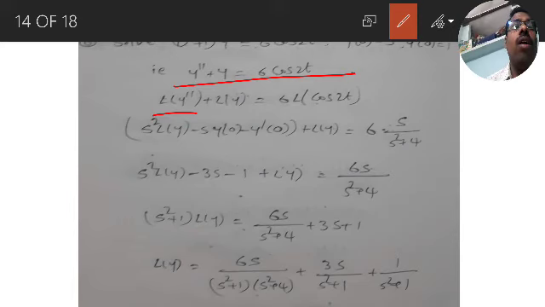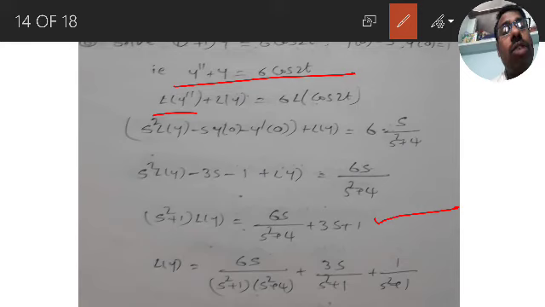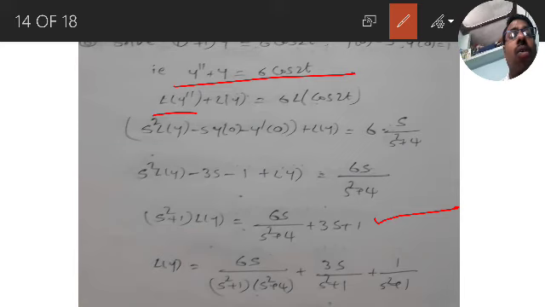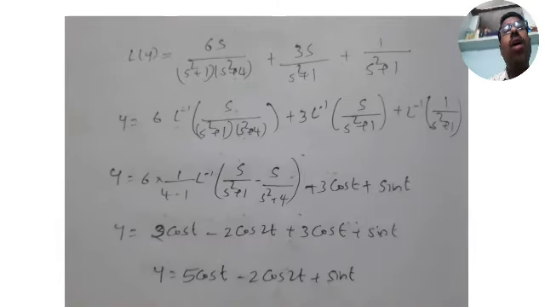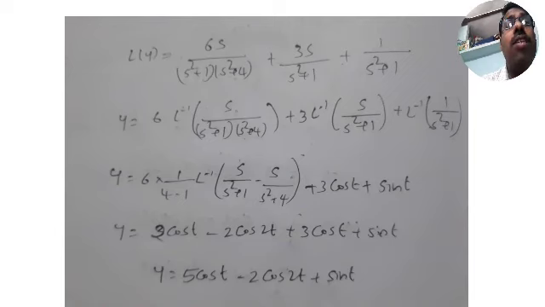Now take L of y common and other terms to this side. You will get (s square plus 1) into L of y is equal to 6s by (s square plus 4) plus 3s plus 1. Again, L of y is equal to 6s by (s square plus 1) into (s square plus 4), plus 3s by (s square plus 1), plus 1 by (s square plus 1). Very similar to the previous question, no change here. Apply the same. So L of y is equal to what you got: 6s by (s square plus 1) into (s square plus 4) plus 3s by (s square plus 1) plus 1 by (s square plus 1).